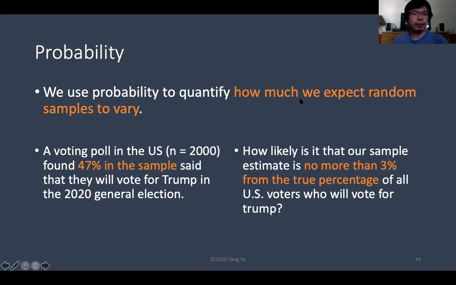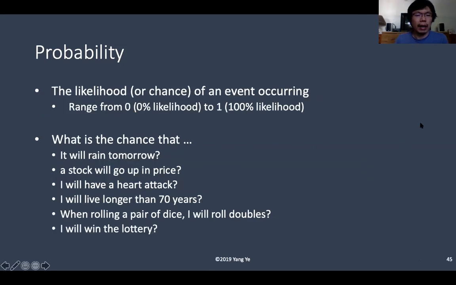So basically we'll be using probability as a tool to quantify how much we can expect the random samples to vary. And the idea of probability is the likelihood of something happening, right? It goes from 0% to 100%, which is 1.0. And probability questions happen all the time in real life. Like if we ask whether it would rain tomorrow, we are asking a probability question, right?